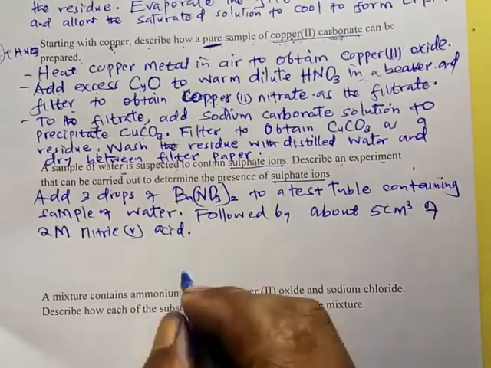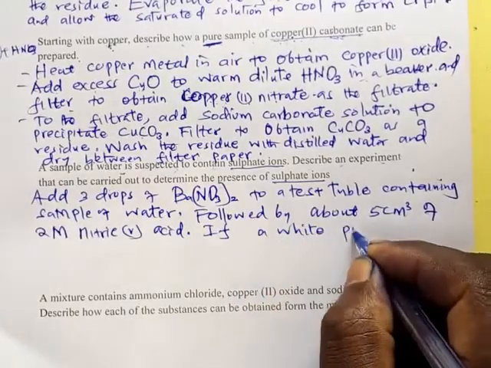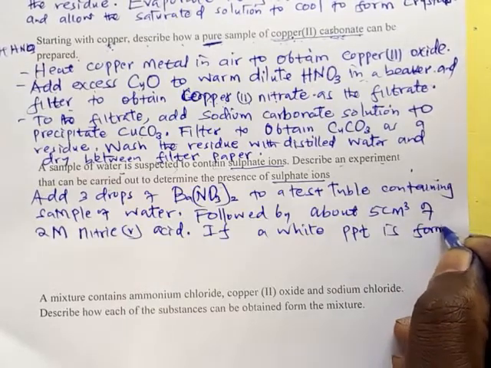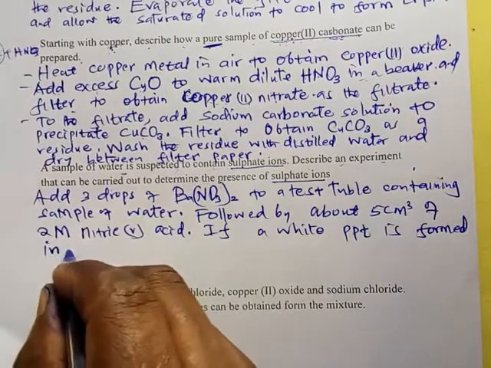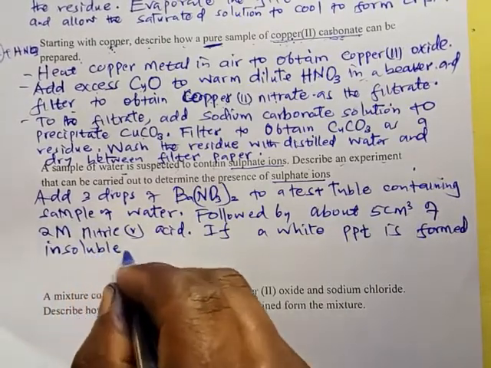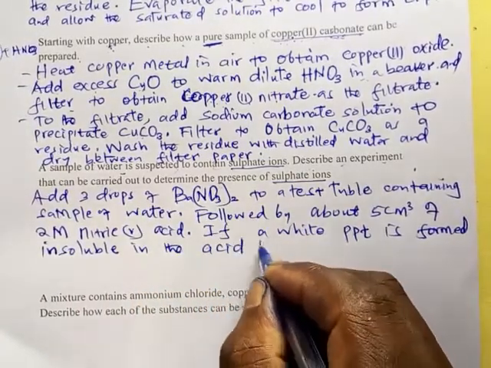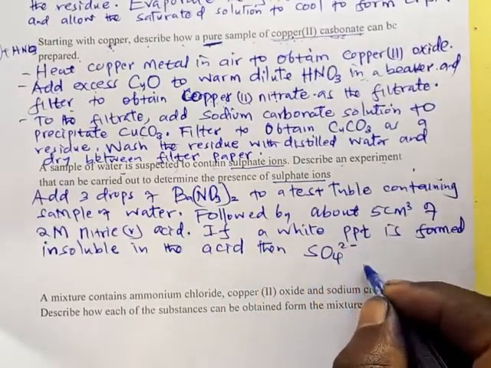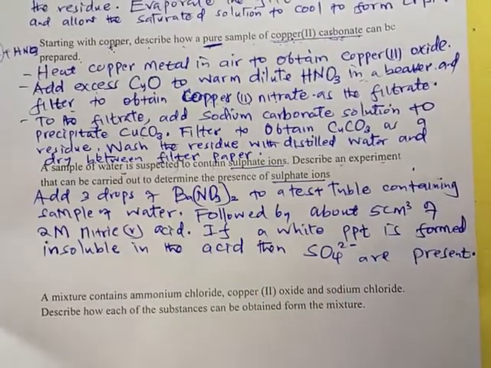So what would happen? If a white precipitate is formed, insoluble, which does not dissolve in the acid, then sulfate ions, SO4 2 minus, are present. That's how you confirm for sulfate ions.